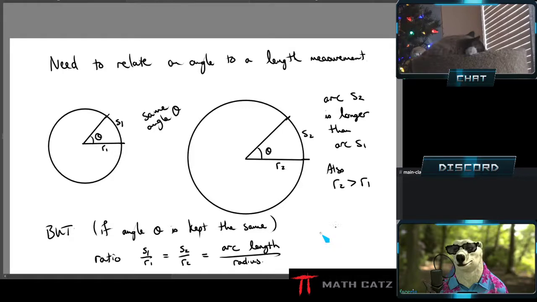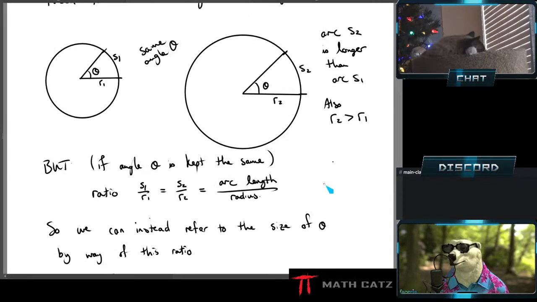Light bulb moment. There's a different way, by way of this ratio, to refer to an angle. You can refer to it instead of the size in degrees, which is a little archaic when you think about it. At the time, they needed to come up with something, they came up with degrees. Why 360? It was just made up at that stage. This is a little bit more sophisticated.